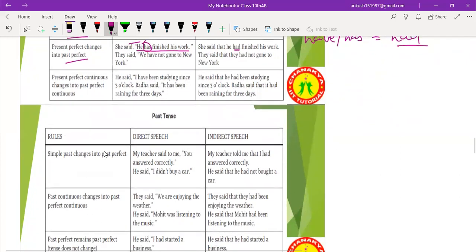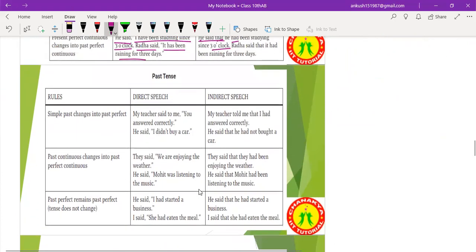Present perfect continuous tense, definitely, becomes past perfect continuous tense. There is also no rocket science to be understood here. He said, "I have been studying since 3 o'clock." Radha said, "it has been raining for 3 hours," or 3 days, sorry. So he said that he had been studying since 3 o'clock. There are no big changes, only 2 or 3 changes. Have or has becomes had and inverted commas are removed.